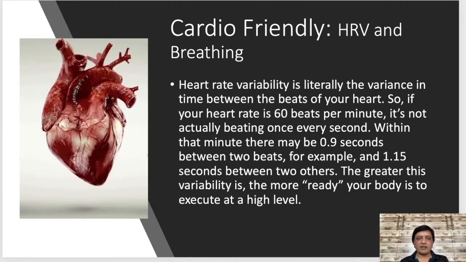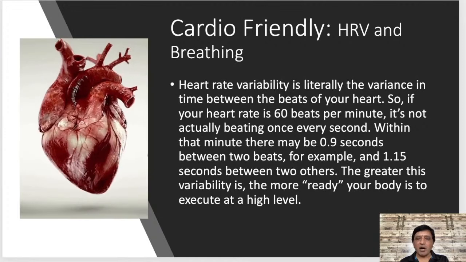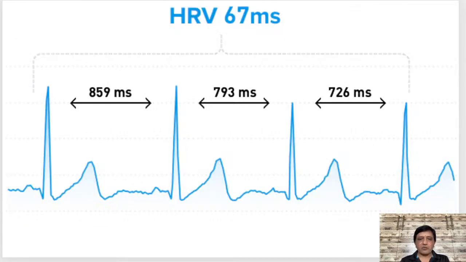There will be some millisecond variation in breathing. That is called heart rate variability. And research says that this is very, very important for a healthy heart to adapt to various conditions. As you can see here, one beat is 859 milliseconds, the next beat 793 milliseconds, next one 726 milliseconds, HRV is 67 milliseconds. So a heart which simply beats once in every second, for example, is not all that good. So what is important for a healthy heart is this heart rate variability.